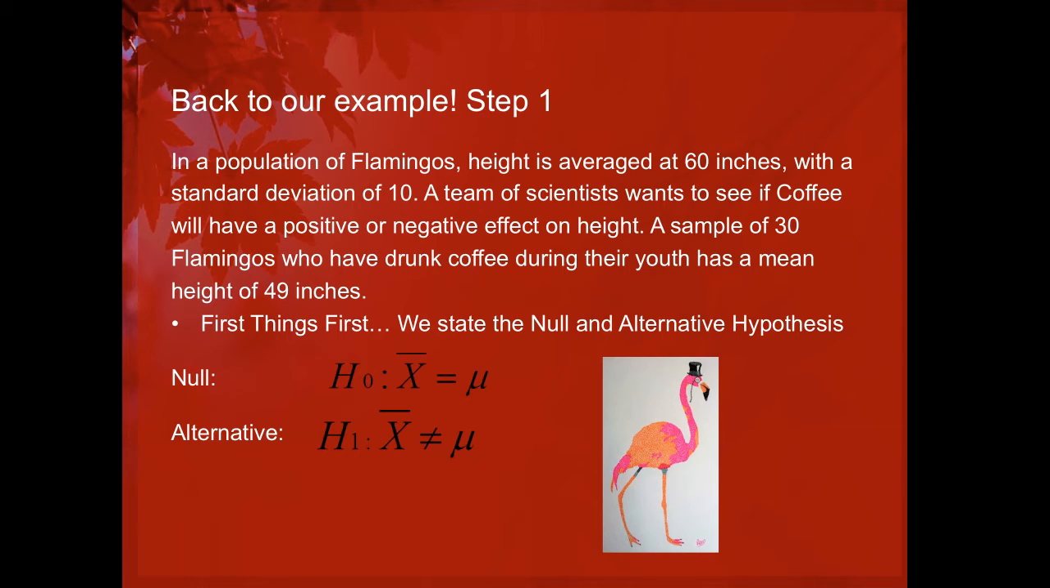So back to our example, the null hypothesis should state that there is no difference in height between our coffee drinking flamingos and the general population of flamingos. Our alternative hypothesis will state that there is a difference between our sample and the population because we suspect that drinking coffee does something to their height.